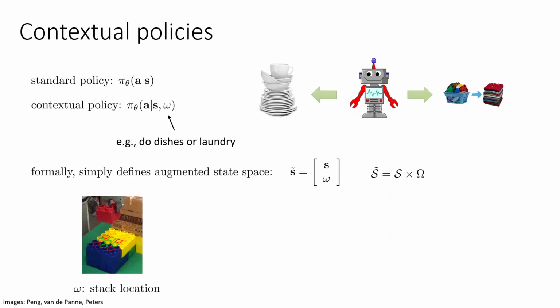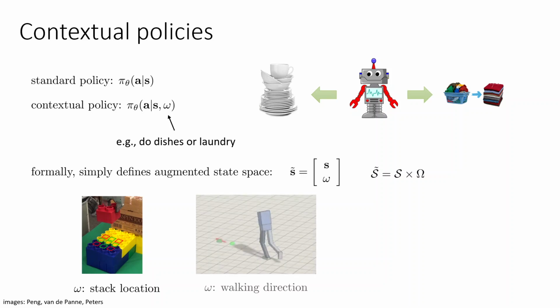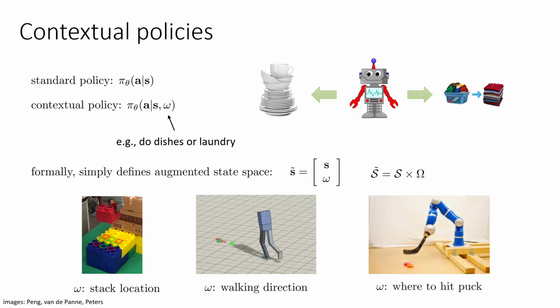So people have trained contextual policies for all sorts of settings. Maybe you have a robot stacking Lego blocks, and omega is the location where it stacks something. You have a virtual character walking, and omega is the desired walking direction. Maybe you have a hockey robot, and omega is where it should hit the puck. This is all pretty straightforward to do. You don't actually have to change your algorithm for the most basic version. You just change your MDP definition to add this additional variable to the state.